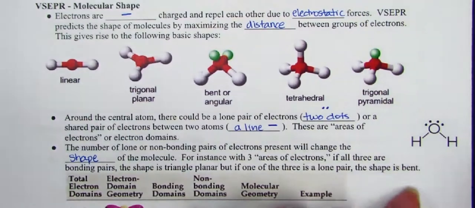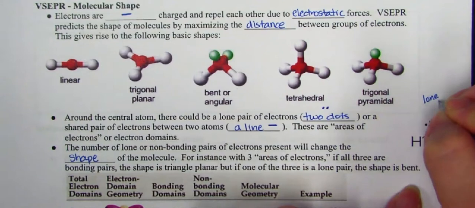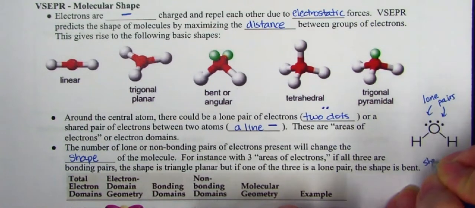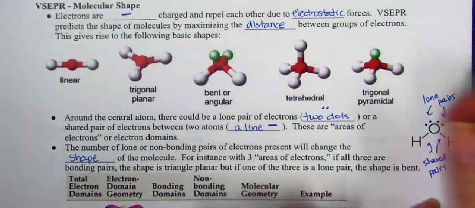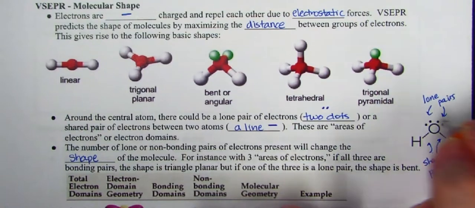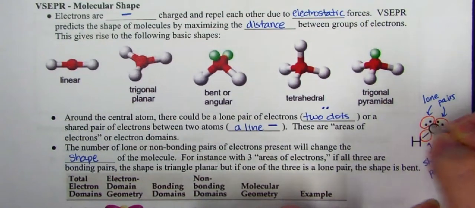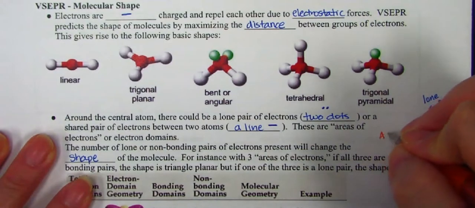So for water, we have lone pairs of electrons up here, these dots, and then we have shared pairs. In total, this oxygen in water has electrons here, here, here, and here. So it actually has four areas of electrons, or what we call four electron domains.